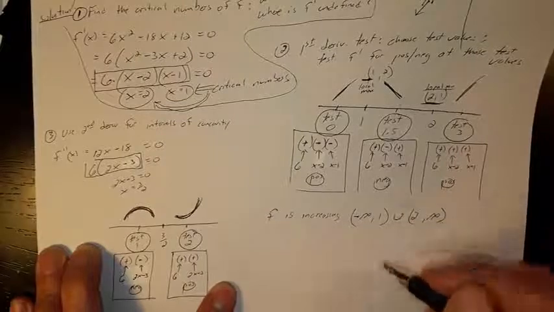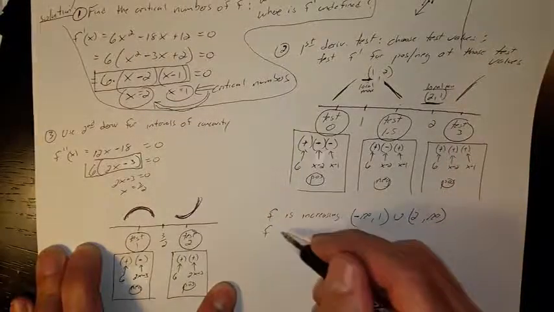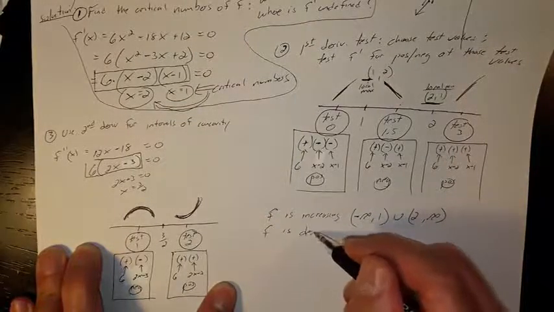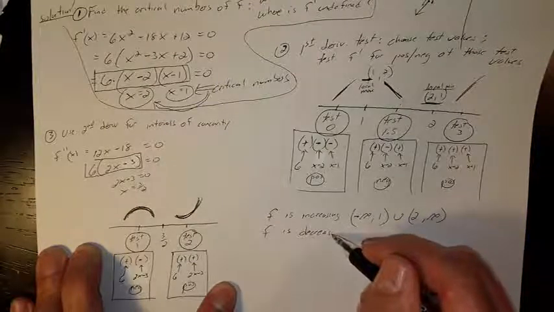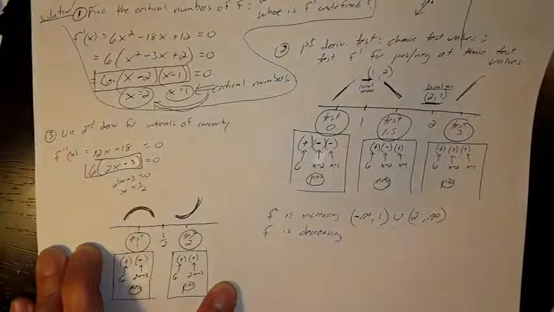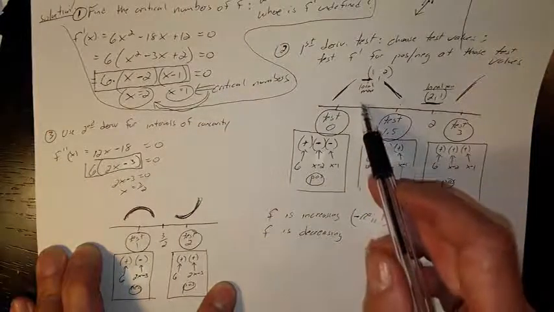You've got to be able to write that in interval notation. You've got to be able to do it correctly. This is all just pre-calculus stuff that people stumble over because they're not putting in enough time to practice stuff that they're not sure about. F is decreasing from 1 to 2.